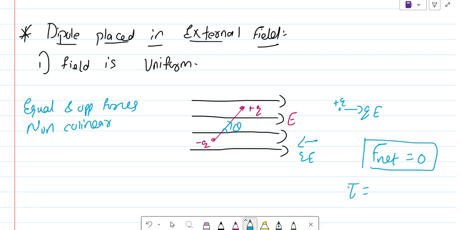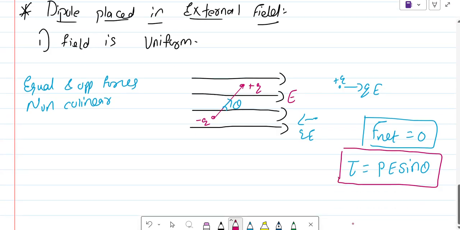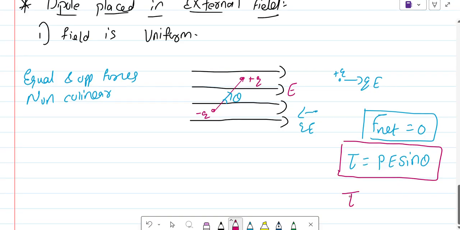which is given by, the magnitude of the torque is given by pE sin theta, where p is the dipole moment magnitude, E is the electric field magnitude, and theta is the angle between the electric field and the dipole moment vector. And in the vector form, it is given by p cross E. Okay.